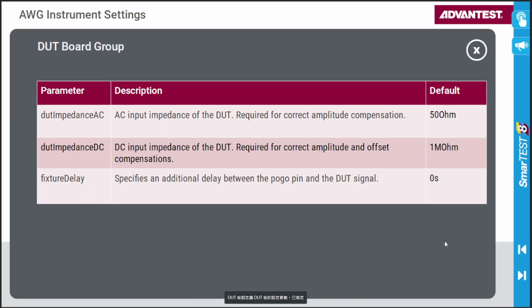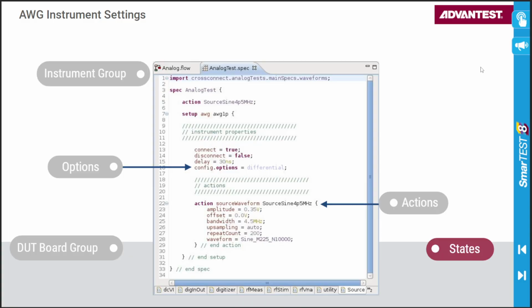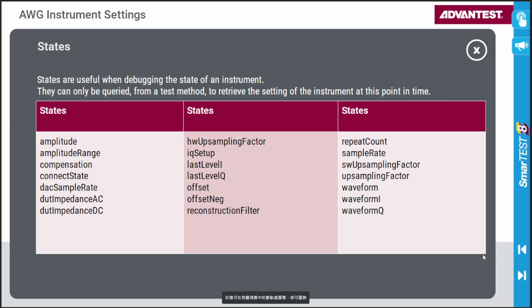The DUT board group defines the setup parameters of the DUT board. It is specified in the DUT board file. These settings remain fixed for the duration of an operating sequence execution. The properties are summarized in this table. States are available for viewing at a breakpoint in the measurement view, or can be queried from within the Java code using getter methods. States cannot be set.